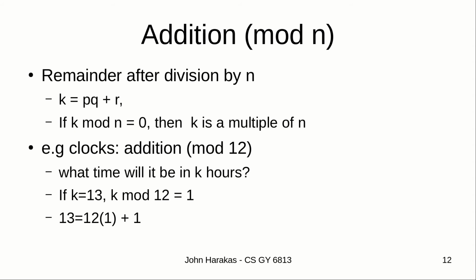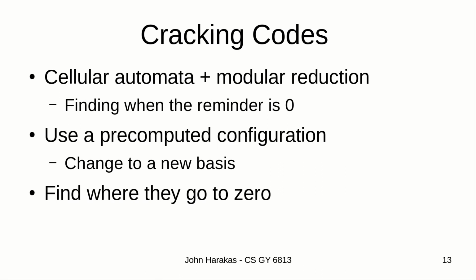Similarly, 13 hours from now, 13 mod 12 is 1, so I know it's going to be 6 o'clock. And that's basically what addition mod n is. I guess I'll point out too, I also use "reduce mod n" interchangeably, just so there's no confusion on that.